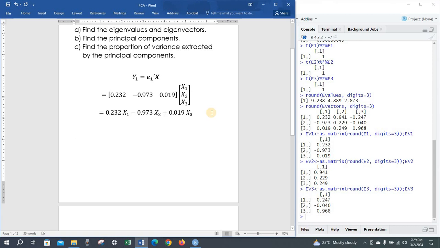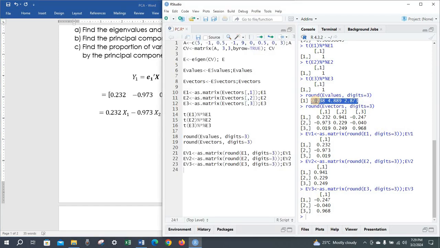To find out the proportion of variance extracted by the principal components, for the first principal component, the variance extracted by the first principal component will be the first eigenvalue divided by the sum of the eigenvalues: 9.238 divided by 9.238 plus 4.889 plus 2.873.